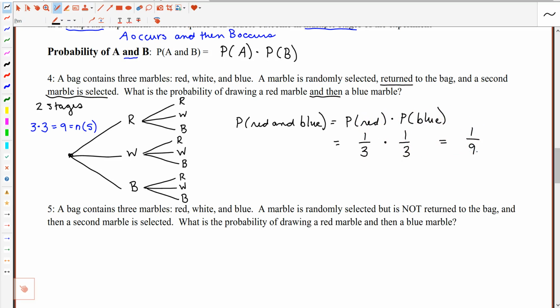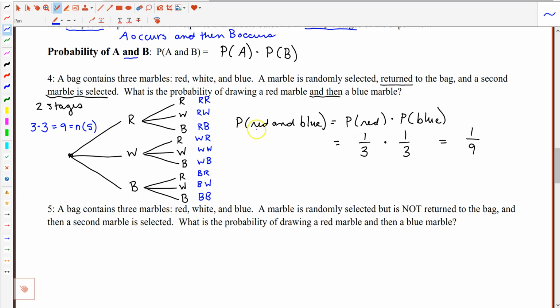Since we have the tree diagram right here, we can actually just see that from the tree diagram. So if we take a look at what's going on here, in terms of your sample space, you have red, red; red then white; red then blue. This one would be white then red, white then white, white then blue. Right here, this would be blue then red, blue then white, blue and blue.